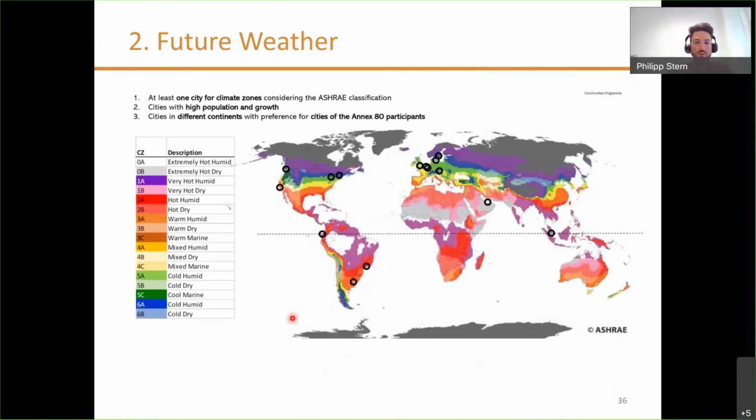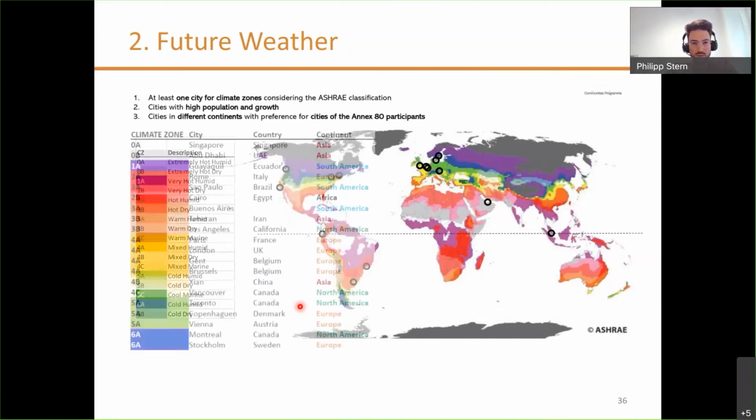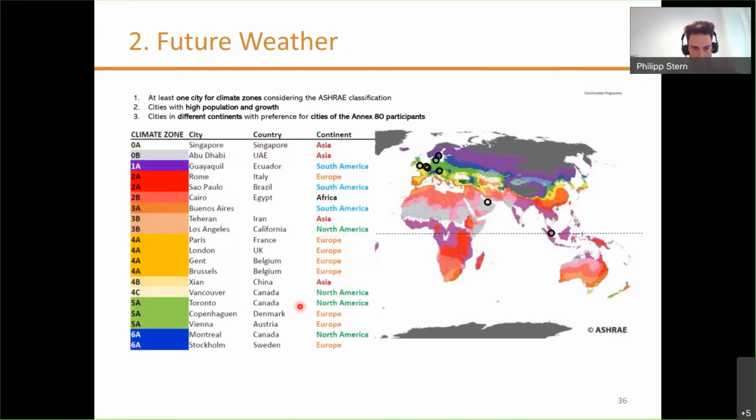For the future weather, I won't go into detail here. The next webinar will be on this. So we derived or generated future weather data to assess our technologies in these future weather scenarios. So we have several cities here, which we generated weather files for. But this will, as I already said, be in webinar number 2.